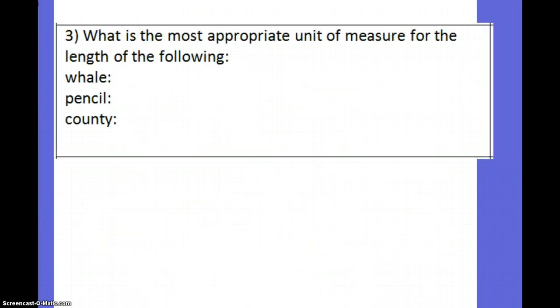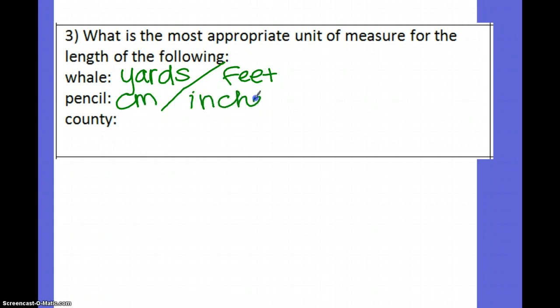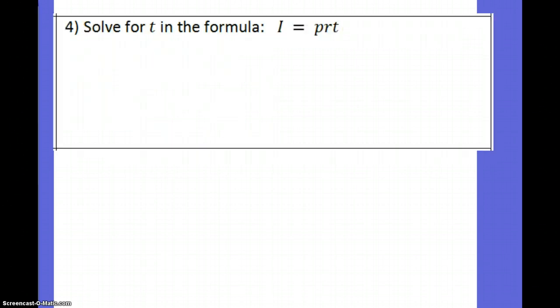Number 3, what is the most appropriate unit of measure for the length of the following? A whale. You could do this in different units than what I say, but a lot of people put yards, or we could have just said feet. A pencil, probably centimeters or inches. And a county, depending on the size of the county, if it's big, we'd say miles and kilometers.